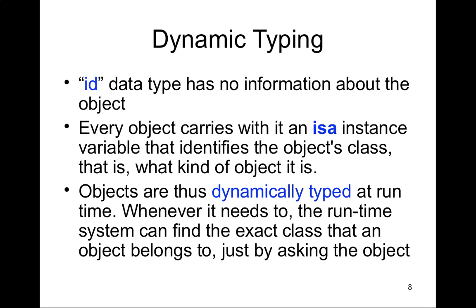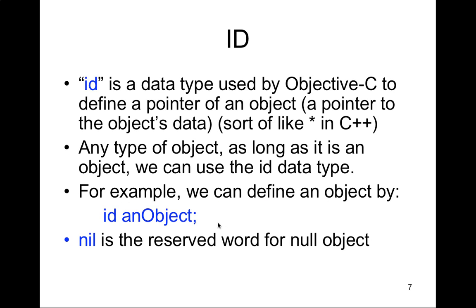So the ID data type has no information about the object. Every object carries an is-a relationship or instance variable. It's similar to the concept of the object. So if I said use the object data type in Java, it's equivalent to ID. So objects are thus dynamically typed, and they all can be assigned ID as an object type. And so the ID is the data type that's used to define a pointer to an object. It's sort of like the asterisk in C++, kind of.